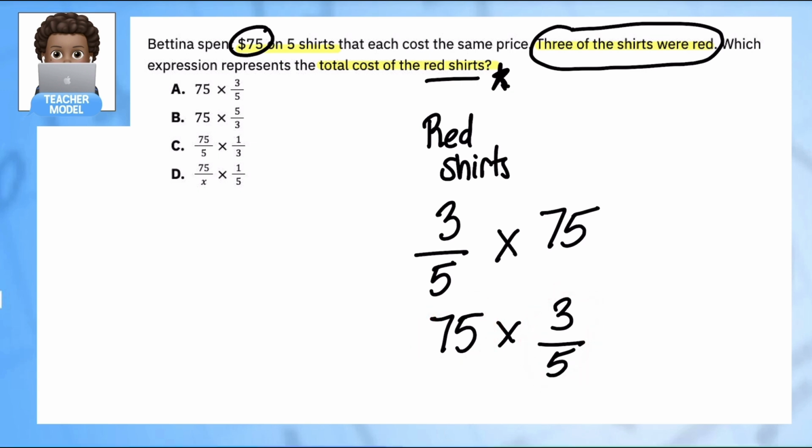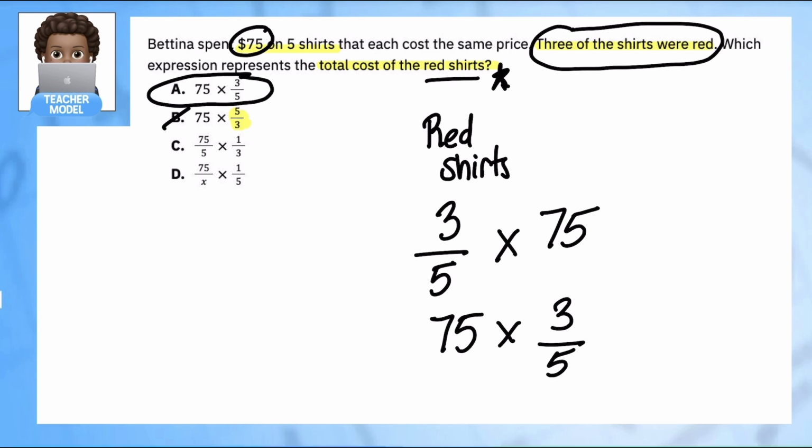And that matches our thinking right over here for A, 75 times 3/5. For the other choices, the reason they don't work: for B, it doesn't work because we don't have 5/3. That doesn't make sense. We have 3 out of 5 shirts, so that's why it doesn't make sense. So I'm going to highlight that. This is where that error is.